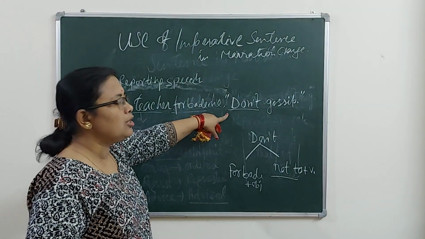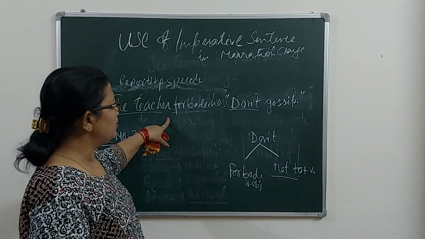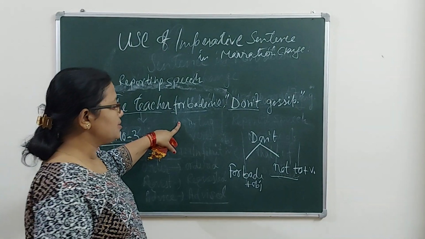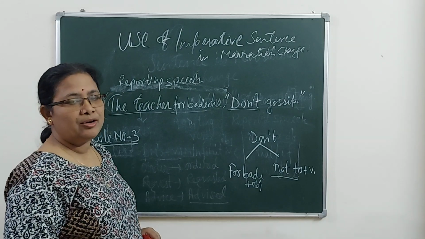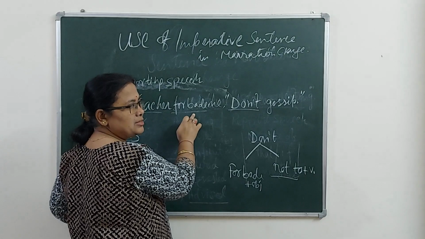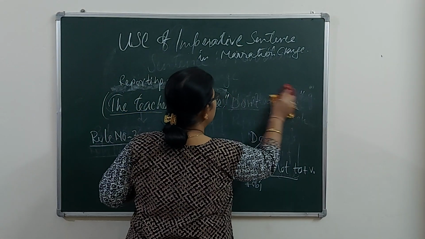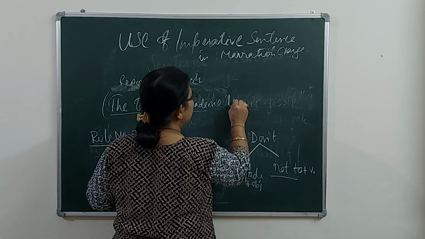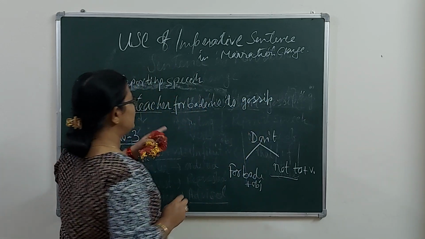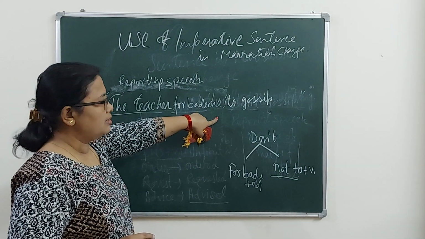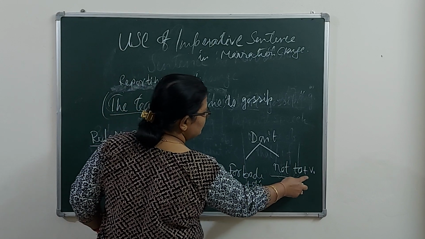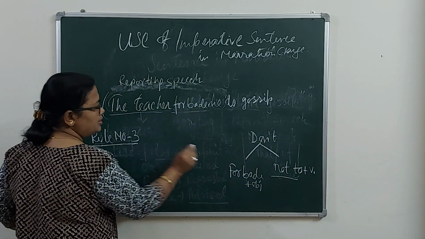So don't use here "do not" once again. So forbid, after that what to write down here? Forbid me to gossip. Yes, because already rule number 2 is there: to plus V1. So already the negative form has come here. So this will be "forbid me to gossip". So rule number 2 plus rule number 3 makes the answer here. If it is not possible, then you can use the not plus to plus V1 here. So rule number 3 is here.